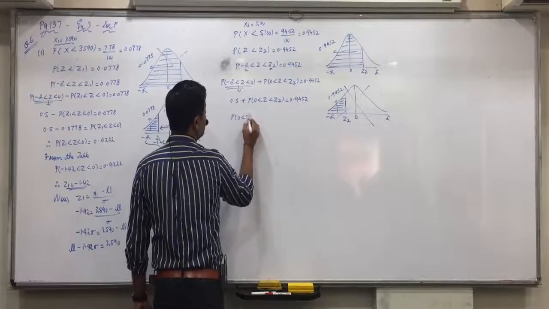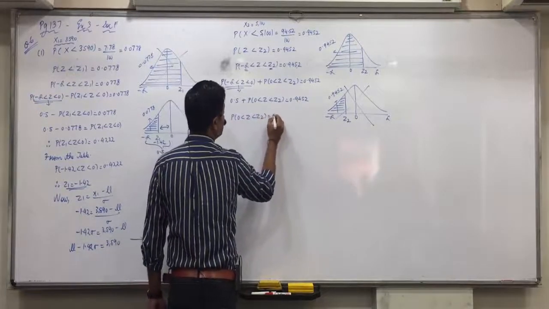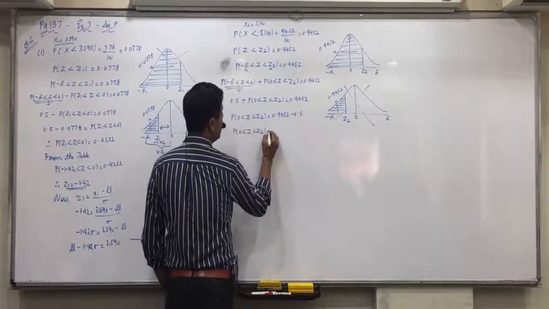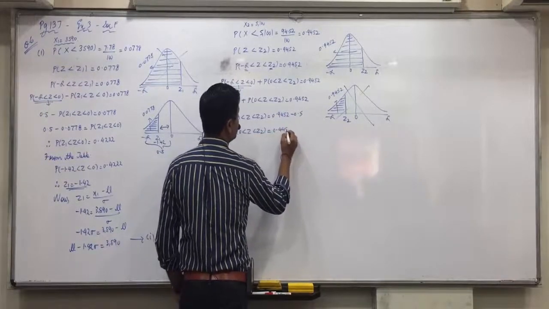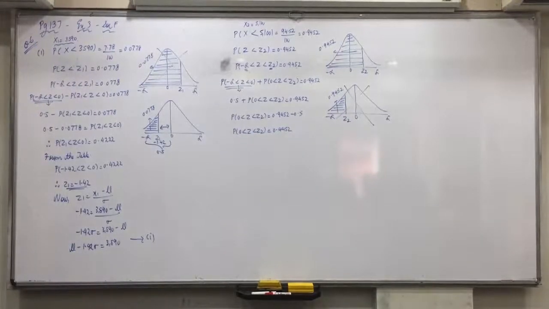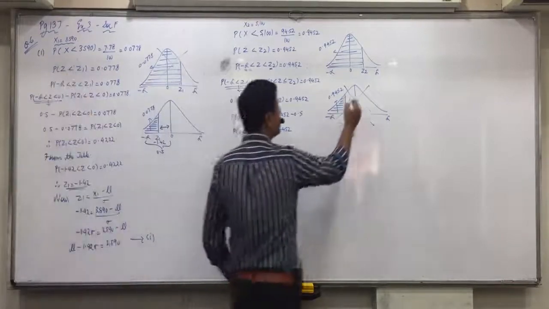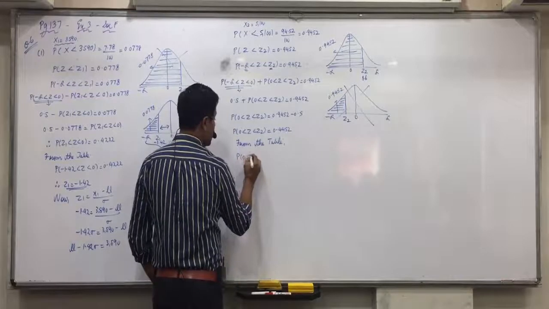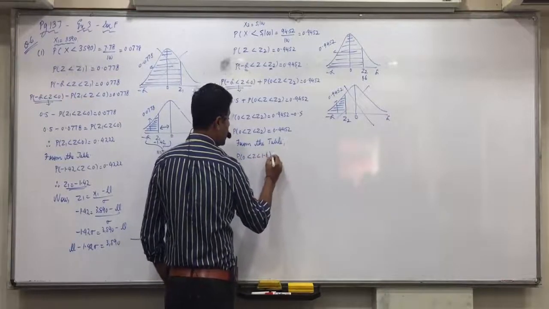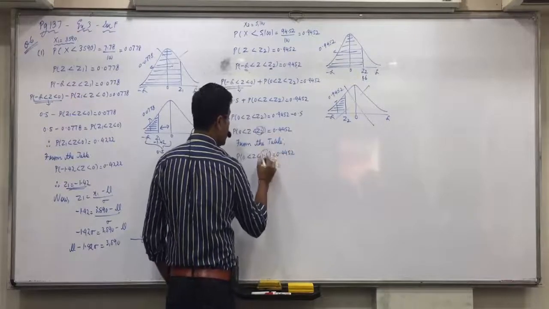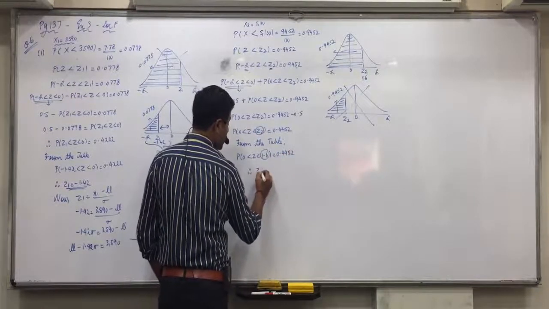0.5 on the right side will become minus. So 0.9452 minus 0.5 is 0.4452. Now this also you will get exactly in the table: 1.6. Right side means it's positive. So from the table, P of 0 less than z less than 1.6 is 0.4452. Means z2's value is 1.6.